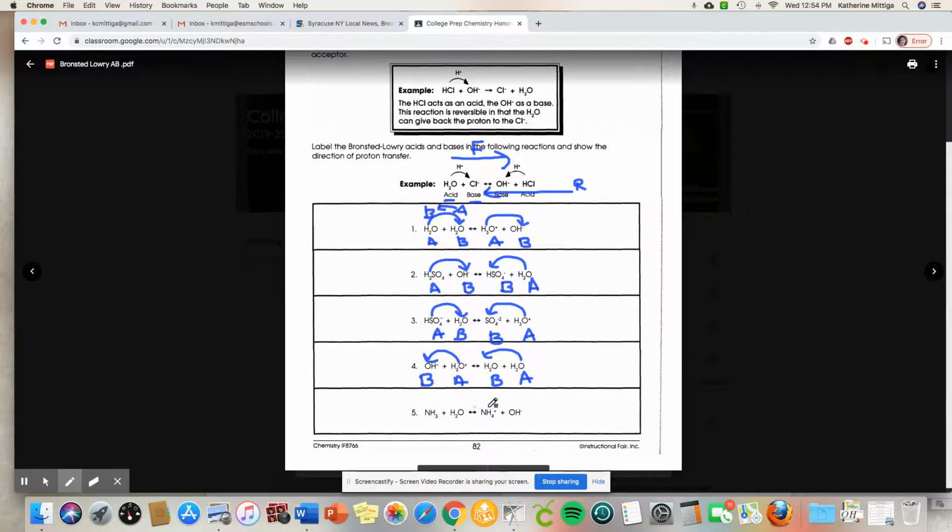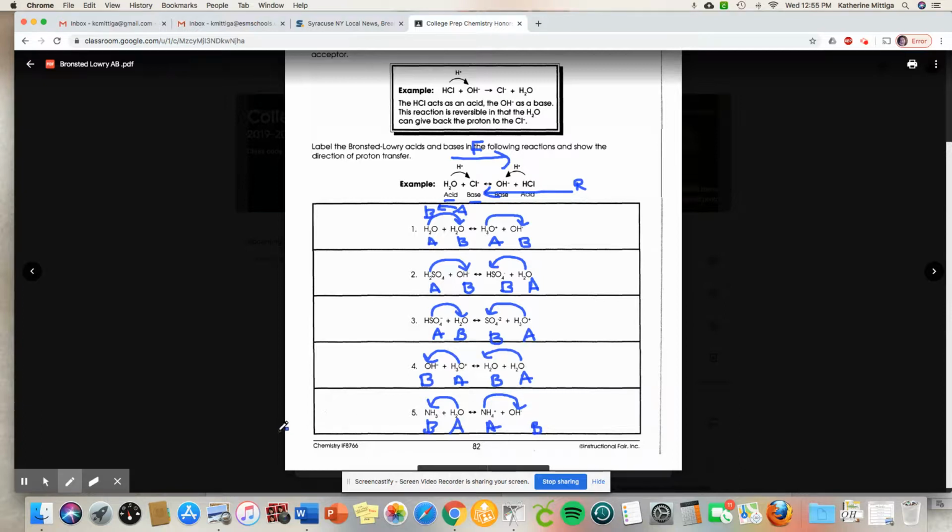Finally, this last one, NH3 becomes NH4 plus. So we went from 3 H's to 4 H's. That means this must have gained. H2O goes to OH minus. That means that must have lost. So this is our base. This is our acid. Let's look here. NH4 plus becomes NH3. Well, looks like I've lost a proton, so that must donate to this one. So this is our acid, this is our base.